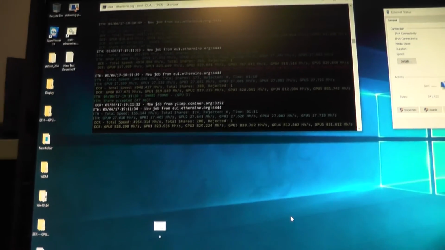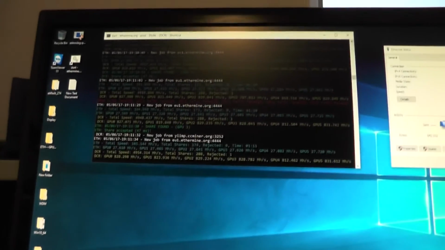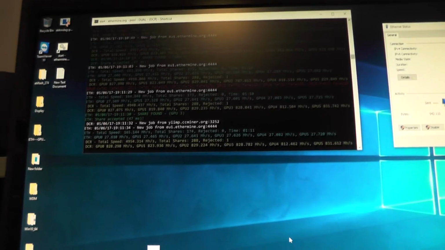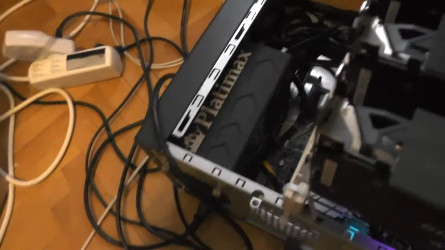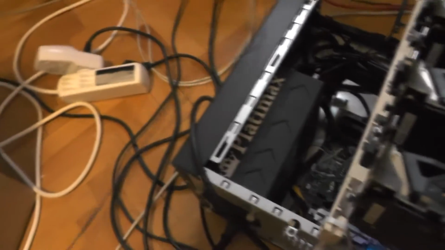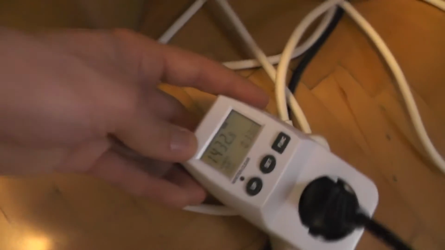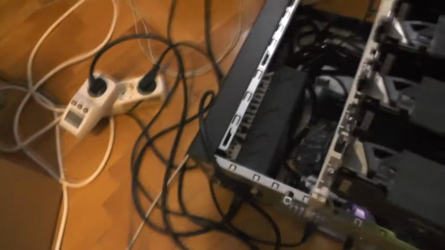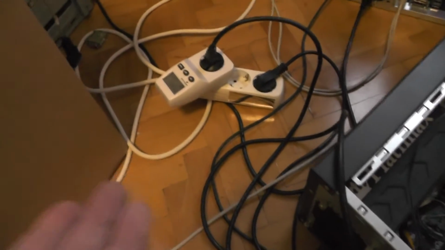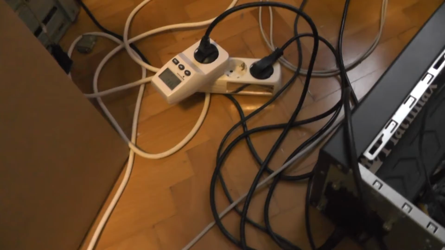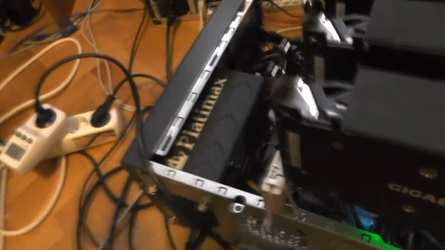So then I thought, okay, maybe my Enermax power supply is weak, but the problem with this power supply is that it is 1700 watts, which should be strong enough. Now, at this moment, I'm drawing 1400 watts. Bear in mind that this is not the best power meter, but okay.